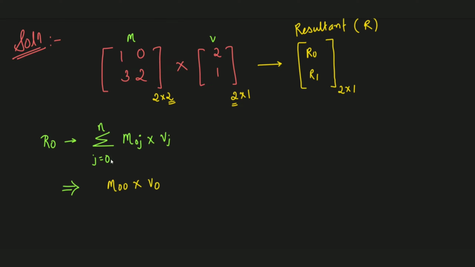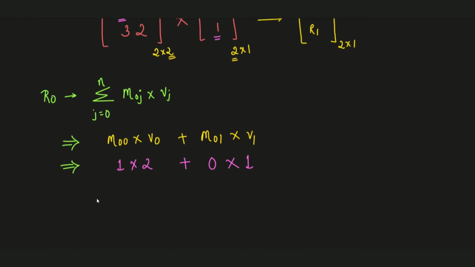So let's write what we are getting. First, the value of j is 0, that is why we can write M00 multiplied by, instead of Vj, V0. Now the counter will increment and in the next turn the value of j will be 1, that is why we can write M01 multiplied by V1, and finally we will add these two. Since the j value cannot be 2 because there are only 2 elements in the matrix and the vector, we will stop here. Now let's calculate the value of M00, which is the value present at the 0, 0 location in the matrix. It is 1 multiplied by V0, which is 2. Now M01, here you can see the value is 0, multiplied by V1, at the location V1 the value is 1.